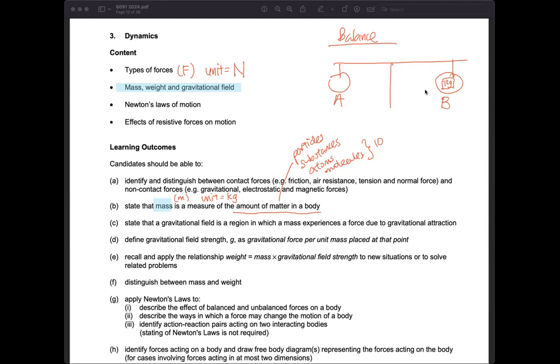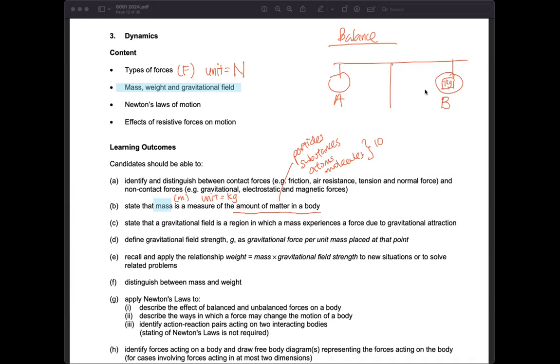So it may not be accurate, because if you're on Mount Everest versus you're in Singapore versus you're deep underground, that machine will give you a different reading for the same mass. So that is actually not the most perfect way of measuring mass. Am I clear about this?